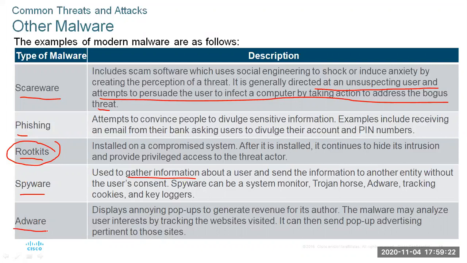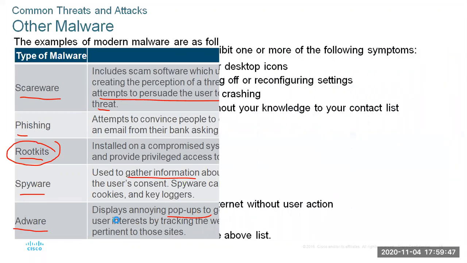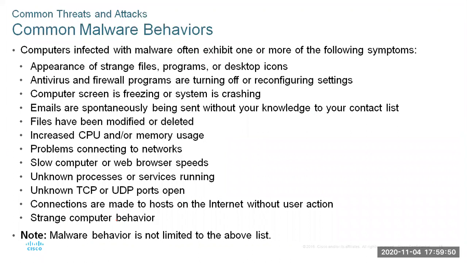Then we have adware. Adware usually displays annoying pop-ups, especially when you're on the internet, and it does that to generate revenue for whoever designed it. The malware may analyze the user's habits by tracking the websites that you have visited, and it can send pop-ups or advertising pertinent sites. Now, these are some of the behaviors of malware.